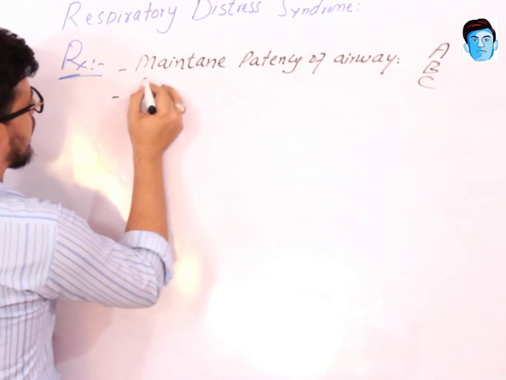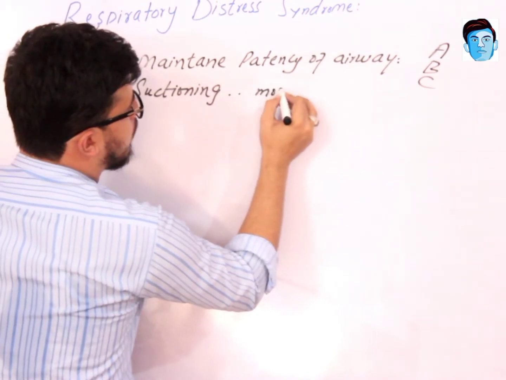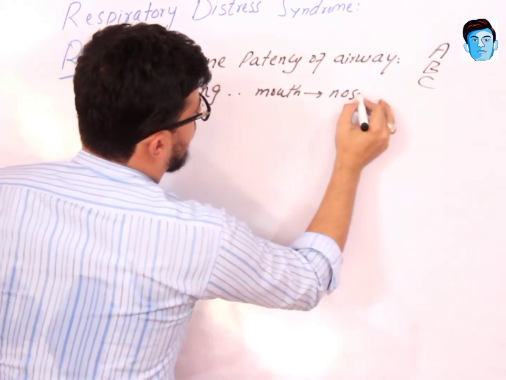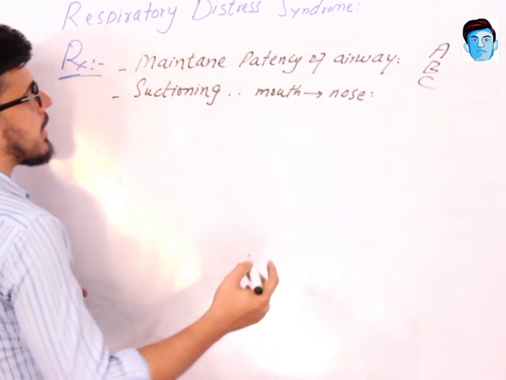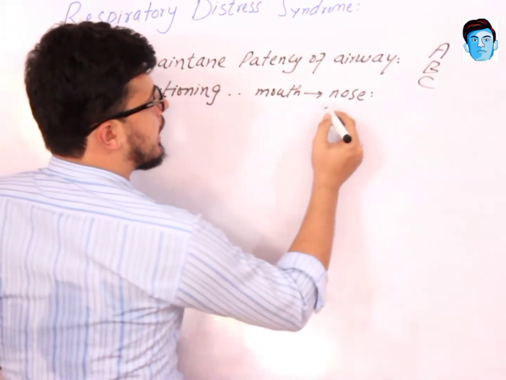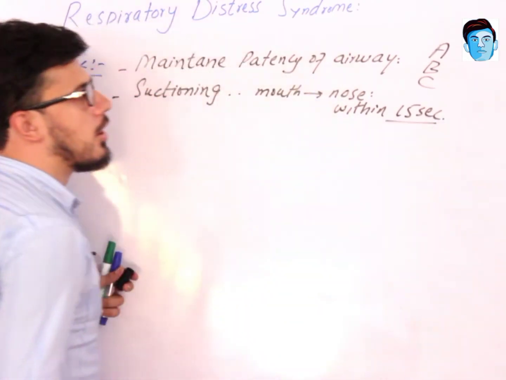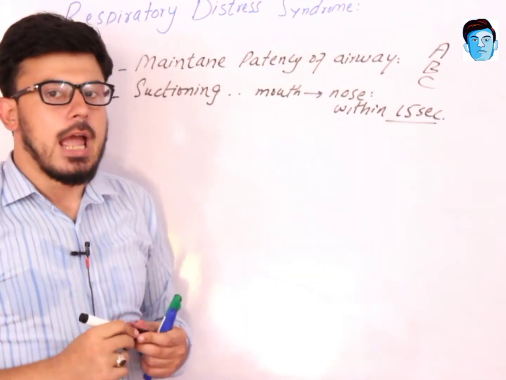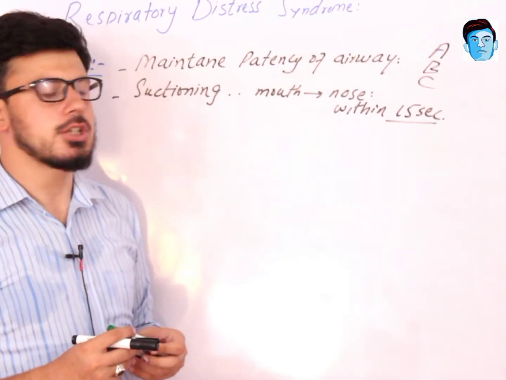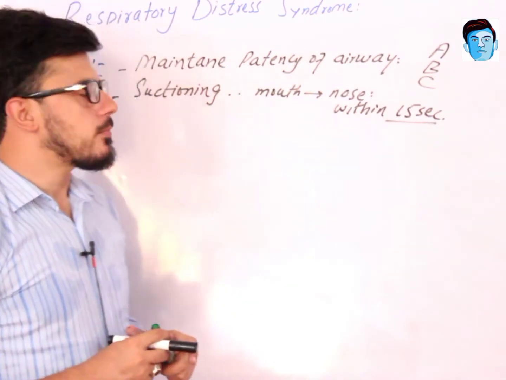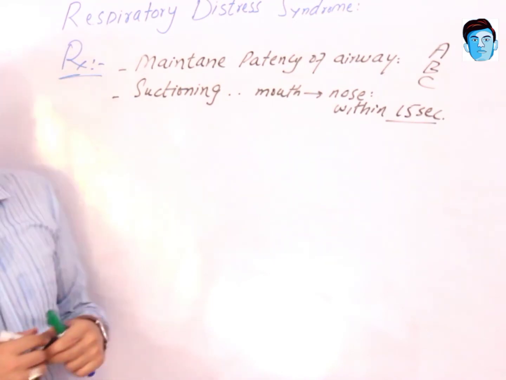After that, suctioning is important. First we will do suctioning on the mouth, then on the nose. But the point is that suctioning must not be prolonged beyond 15 seconds. Suctioning is not very reliable after 15 seconds. So always remember, the maximum limit for suctioning is 15 seconds. First of all, maintain patency of the airway, and suctioning is important.